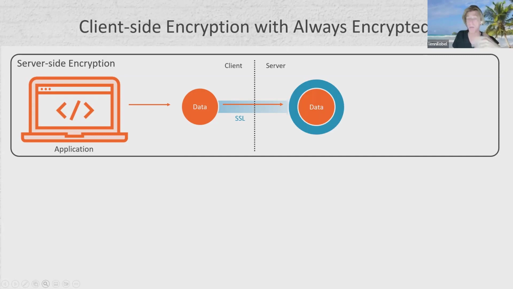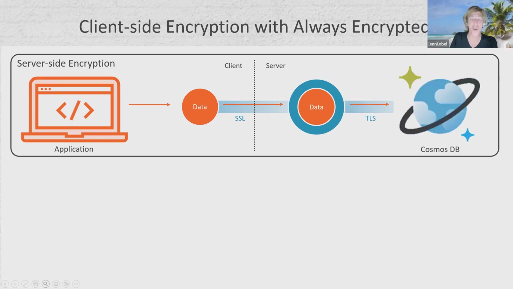And then Microsoft will immediately add another layer of encryption so that it gets persisted encrypted. And even as that encrypted data passes into Cosmos DB, there's another network layer of security. And then it comes back out the same way. Unwrapping the SSL layer on the client side, you get the decrypted data. So that's why the client never sees the encrypted state of the data.